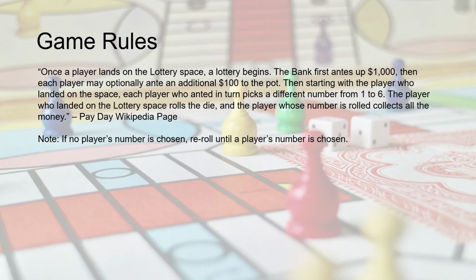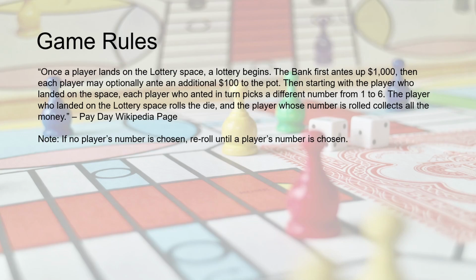So talking about the rules of the game that we're going to be discussing, just this lottery space. Of course, we won't discuss the rules of Payday itself, but you land on the lottery space and a lottery begins. The bank first antes up $1,000, and then each player may optionally ante an additional $100 to the pot. So if you choose to play the lottery, you are putting $100 in the pot, and then you're in the lottery. You have a shot at winning.